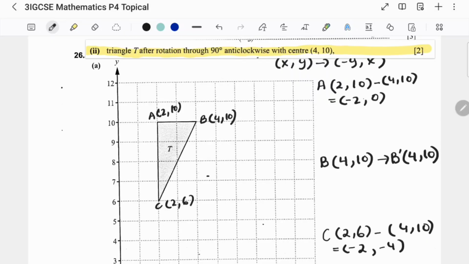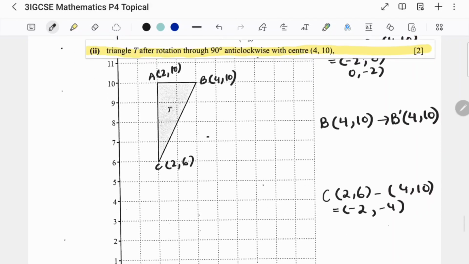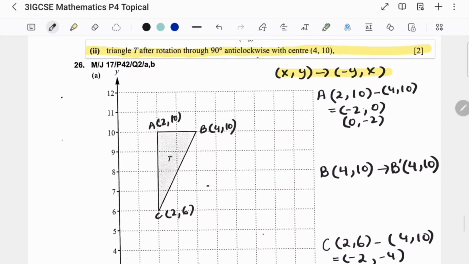Okay, now we are going to apply the rule for (-2, 0). You know that (x, y) will become (-y, x). You just swap and change the sign of y. So 0 doesn't have a sign, so we just write it down, then it will become 0, and minus 2 we have, so we can write down (0, -2) after applying the rule. Okay, (4, 10), just leave it, and then afterwards the next one will become (4, -2). Now we are at the last step, add the center.